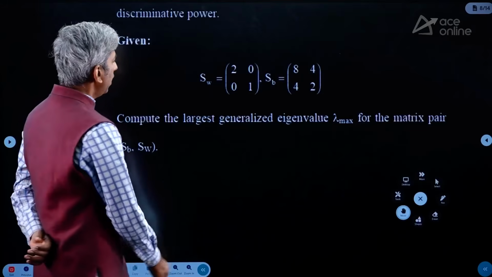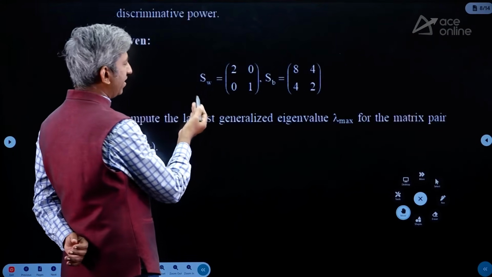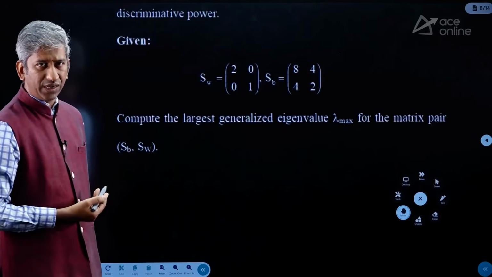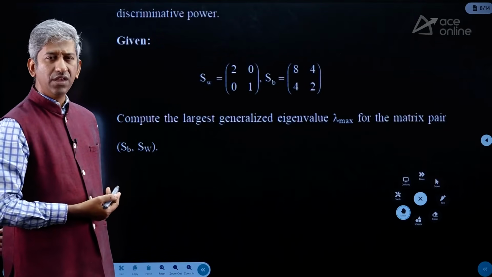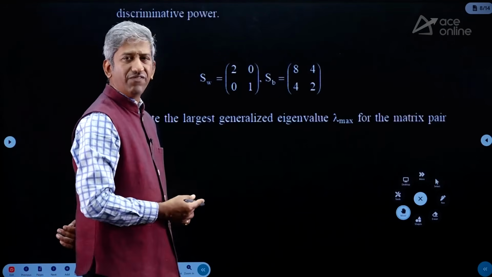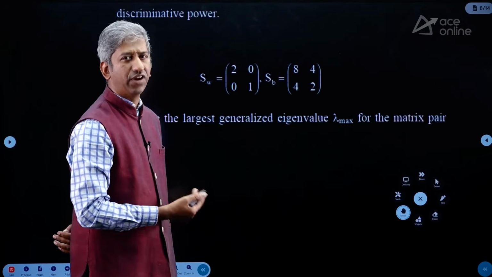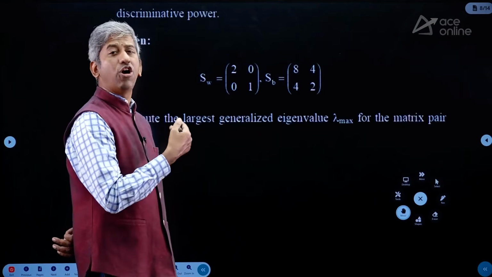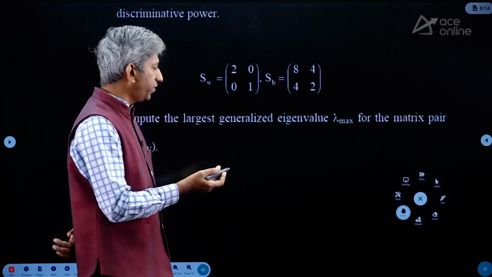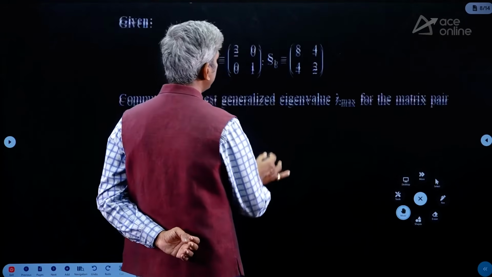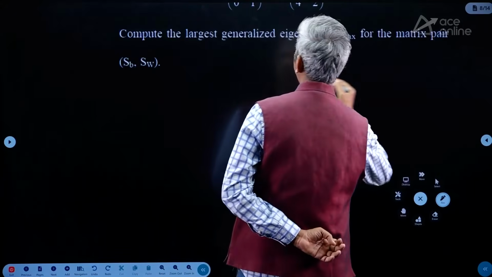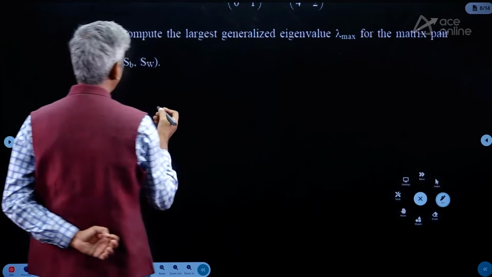So here the within class scatter matrix and between class scatter matrix are given to us in the problem statement, and the used criteria is Fisher's discriminant function. So on solving the Fisher's discriminant function, the resultant function in terms of SW and SB would be given like this.